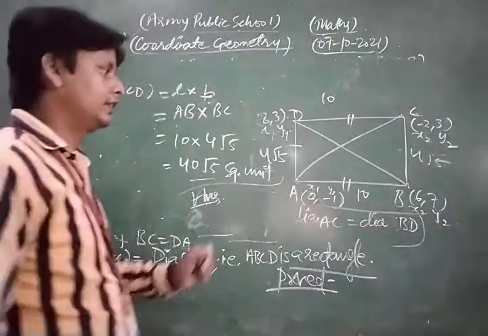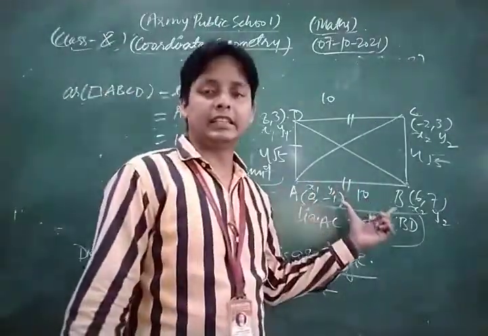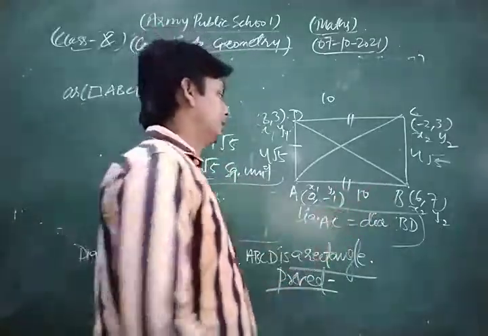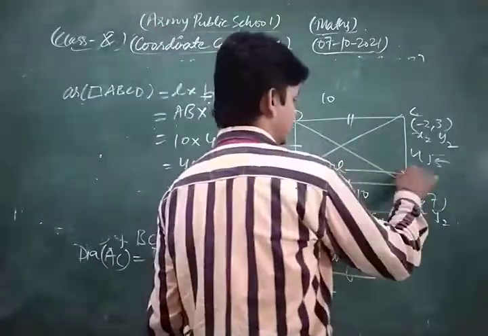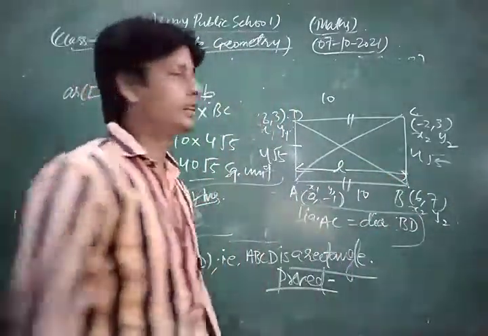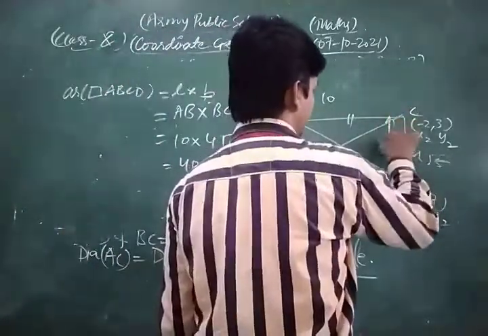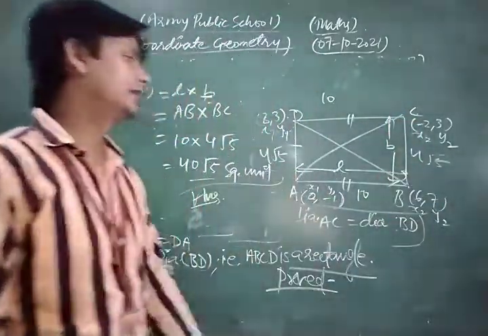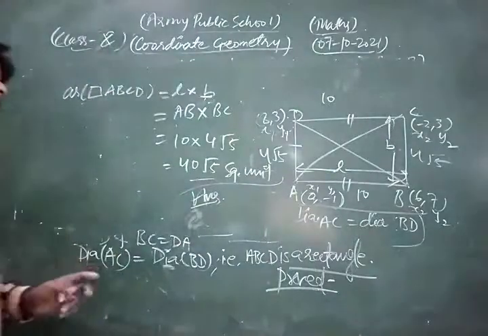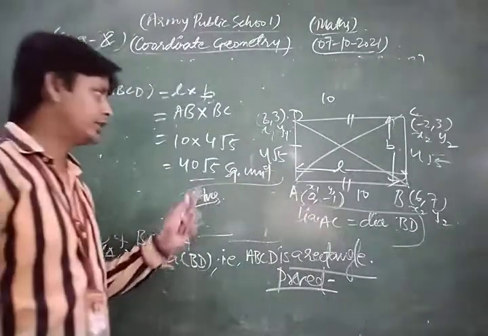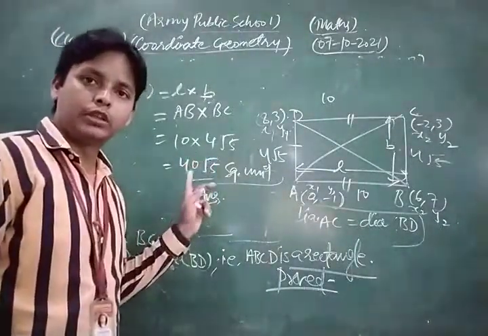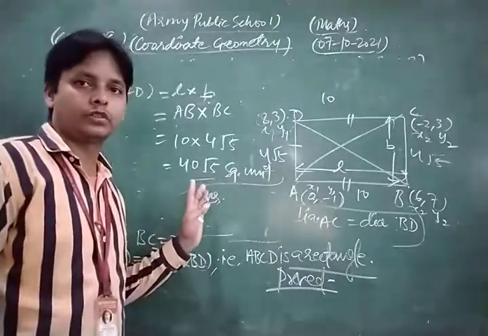You know that the area of a rectangle is length into breadth. So here distance AB is the length of the rectangle and distance BC is the breadth of the rectangle. So we apply the formula length into breadth, that is 10 into 4 under root 5. So we get 40 root 5. So this is the required solution of the given question.